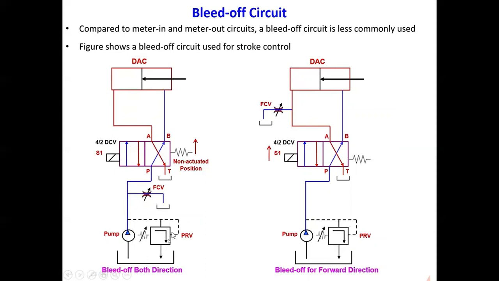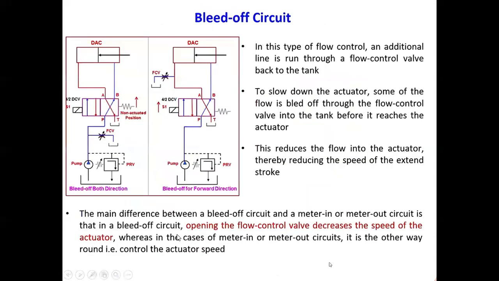Here, we control the stroke, and the flow control is here. This is stroke like that. See here, this is the flow control at the outlet. Bleed off in forward direction, bleed off in both directions like that.